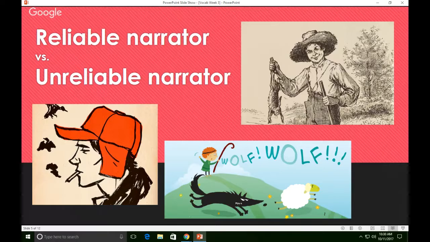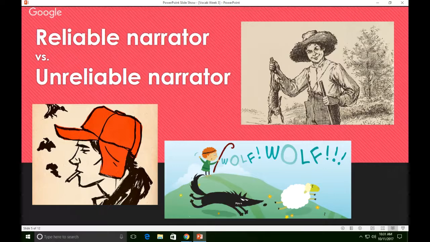A reliable narrator is no different than a reliable person in your life. Somebody that you can trust, somebody either that has proven themselves to you or that has not given you any reason to distrust him or her. An unreliable narrator is a narrator whose credibility is somehow compromised. And that could be for a number of reasons.